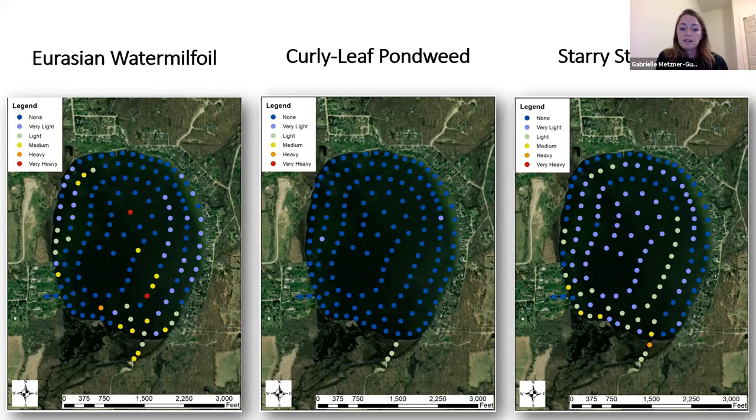But then towards the end of the year, the herbicides used to treat Eurasian water milfoil also affect curly leaf pondweed. So it's kind of nice to be able to use that to hit two birds with one stone, if that's ever an option.